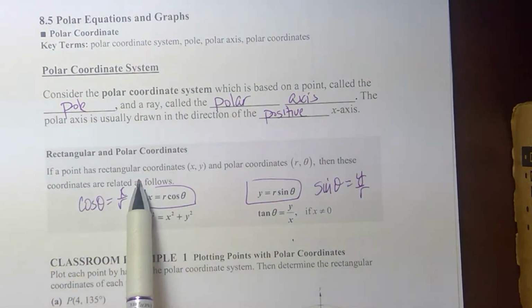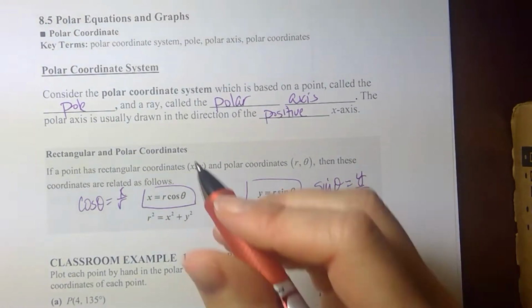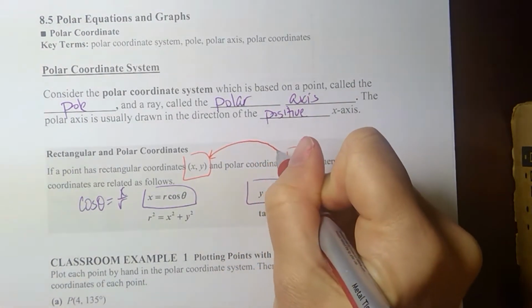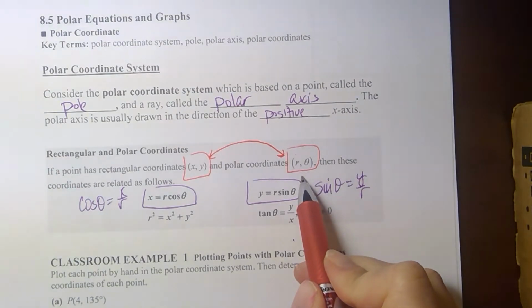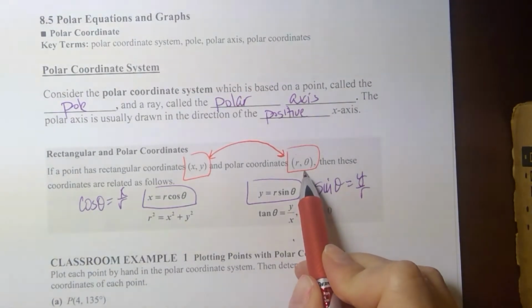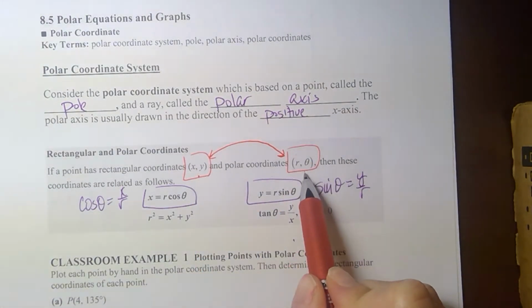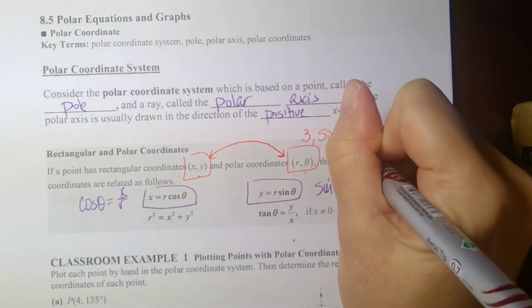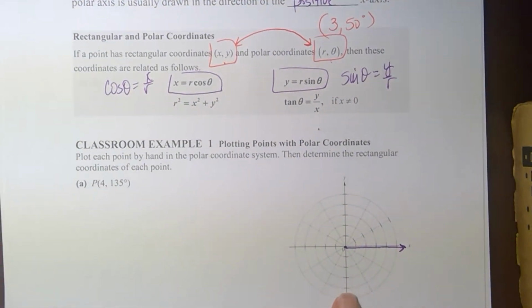If a point has rectangular coordinates x, y, then it will have polar coordinates r, theta. So there's my rectangular coordinates, and there is a set of polar coordinates. But I could have an infinite number of different polar coordinates that correspond to the single set of values x, y in rectangular form. An example of r, theta might be 350 degrees. And we're going to show you how to plot that on this polar graph.